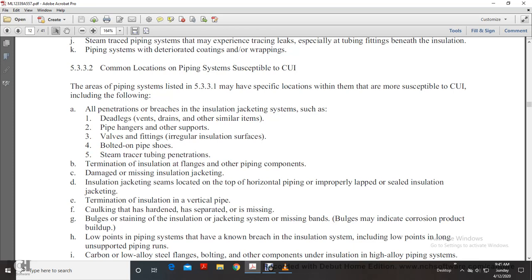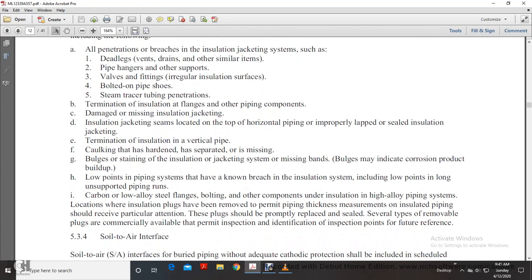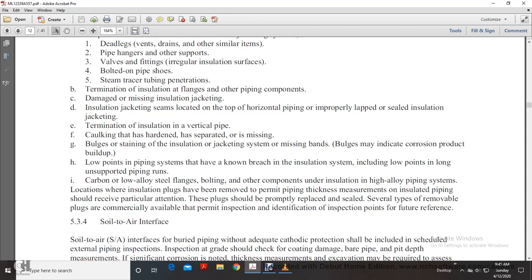termination of insulation at flanges and other piping components; damaged or missing insulation jacketing; insulation jacketing seams located at the top of horizontal piping; improperly lapped or sealed insulation jacket terminations on vertical pipe; caulking that has hardened, has separated, or is missing; bulges or staining of the insulation jacketing system; or missing bands. Bulges may indicate corrosion product build-up.